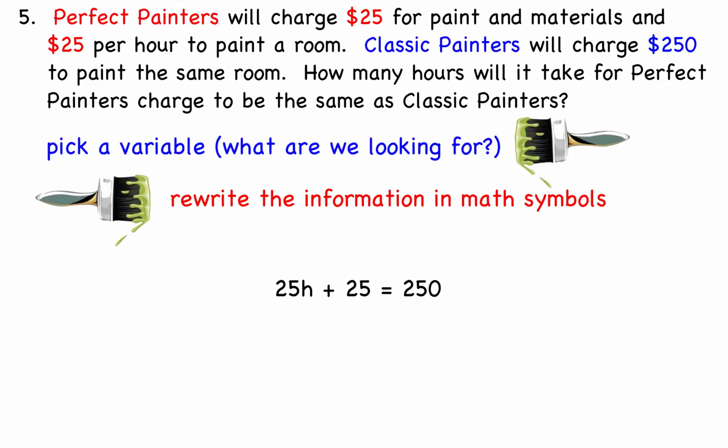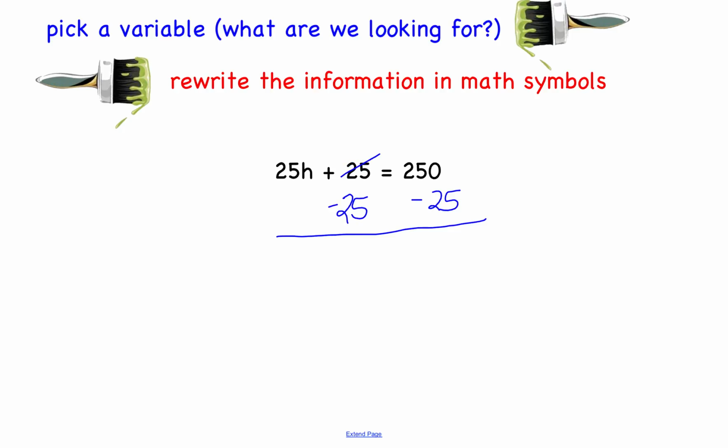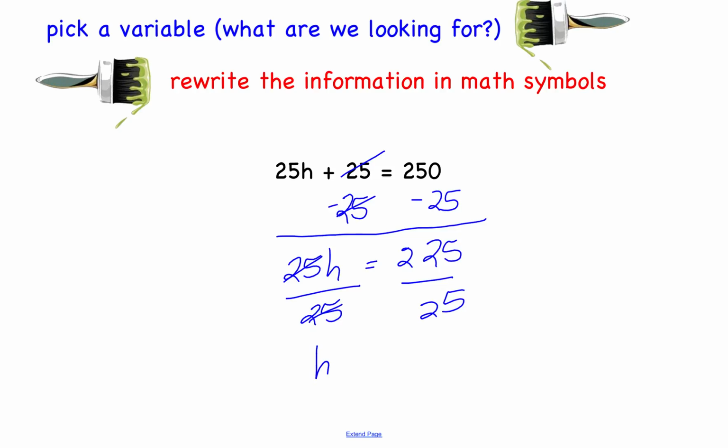So if we're solving this equation, we would want to subtract 25 from both sides. Remember, addition and subtraction comes first. Once we subtract 25 from both sides, these two add to 0. I get 25h is equal to 225. And then I need to divide by 25 since h is being multiplied by 25. And these 25s will cancel, and I'm left with h alone, which is my goal when solving equations.